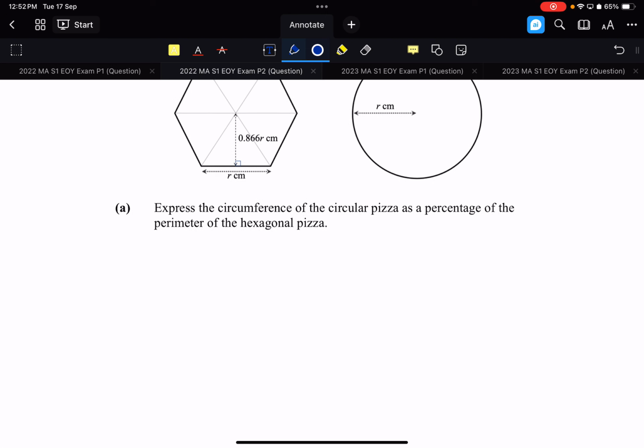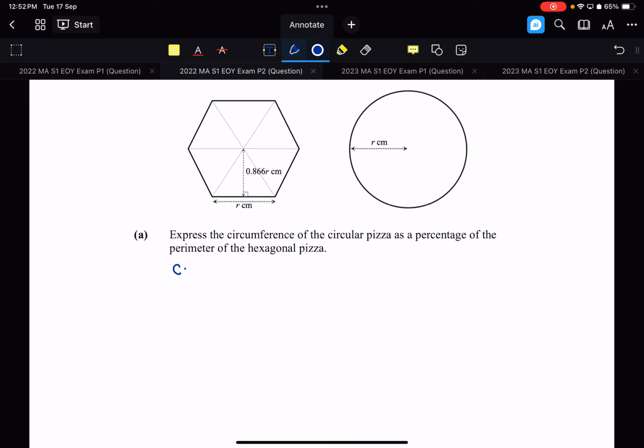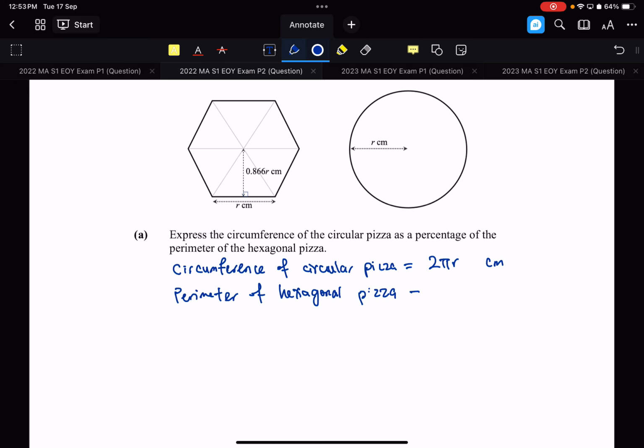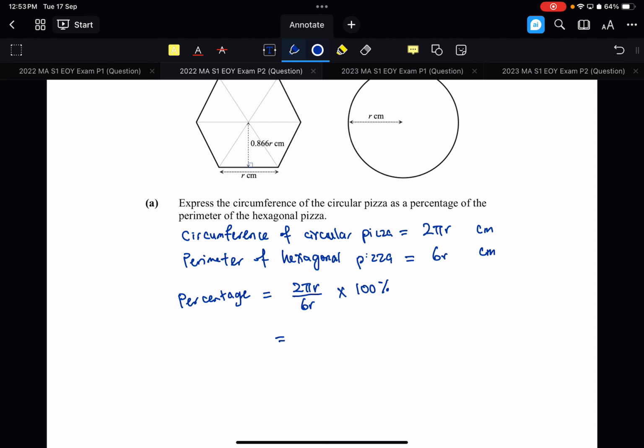So let's do that. The first thing we need is to find the circumference. Circumference of circular pizza is 2 pi r centimeter, right? The perimeter of hexagonal pizza is 6 times r, so 6r centimeter. Therefore, the percentage equals 2 pi r, the circumference, over the perimeter, 6r, times 100%. Okay, so this works out to be 105%.